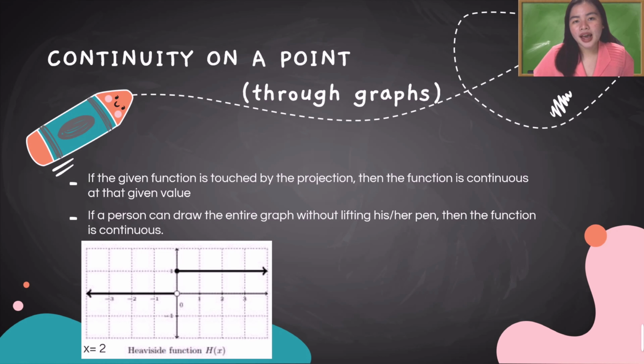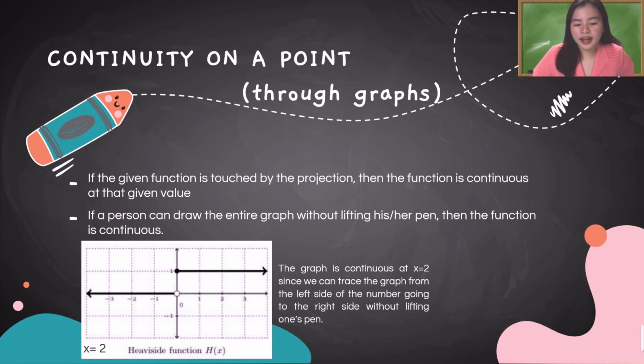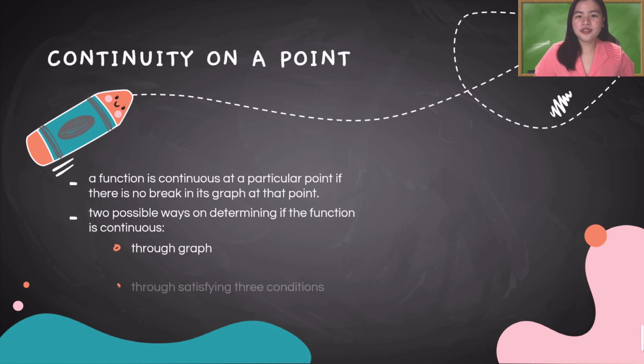For example, in this graph, we need to determine if function h of x is continuous at x equals 2. The graph is continuous at x equals 2 because we are able to trace the graph from the left side of the number going to the right side without lifting one's pen. The second way is through satisfying these three conditions.